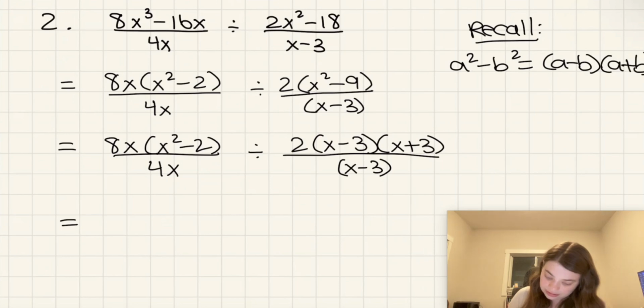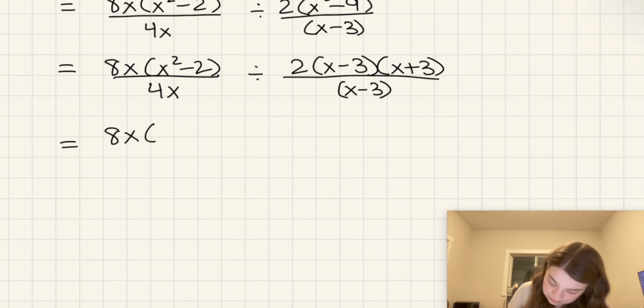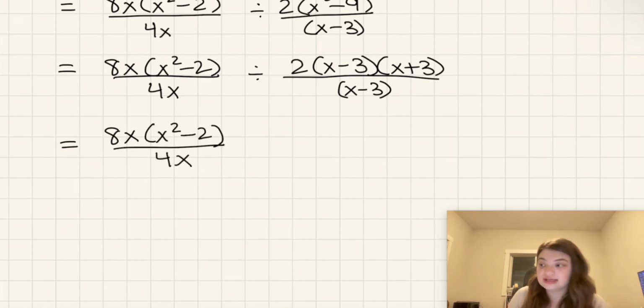Okay, now let's continue. So our next step is going to be to do the flipping step. We're going to keep the first fraction the same, and then we're going to switch the division sign to a multiplication sign, and then we're going to flip the second fraction.